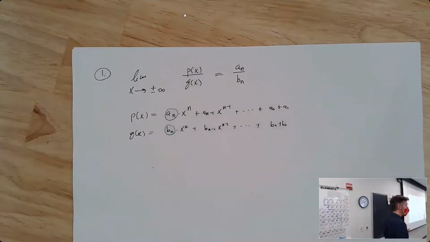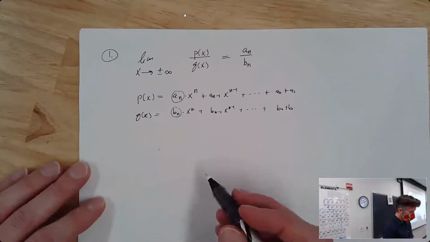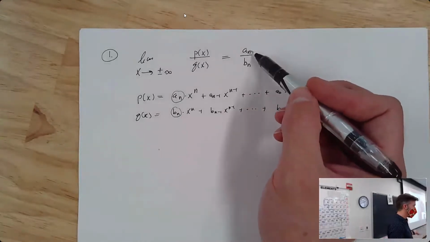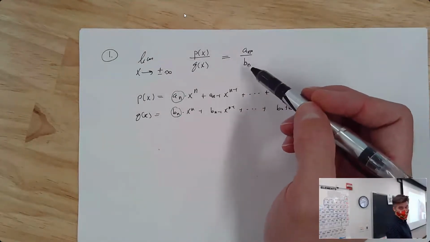That's a lot of writing to say something that we already said. But that's kind of how people usually write it in a textbook. It's like, oh yeah, we say this thing. So that's one rule we have. If the degrees are the same, the limit is equal to the leading coefficient on the top divided by the leading coefficient on the bottom.